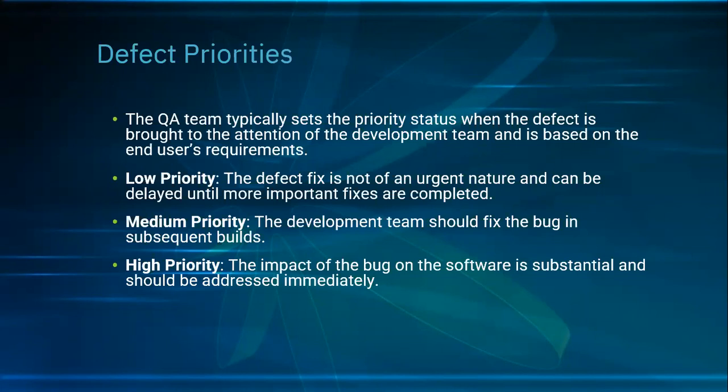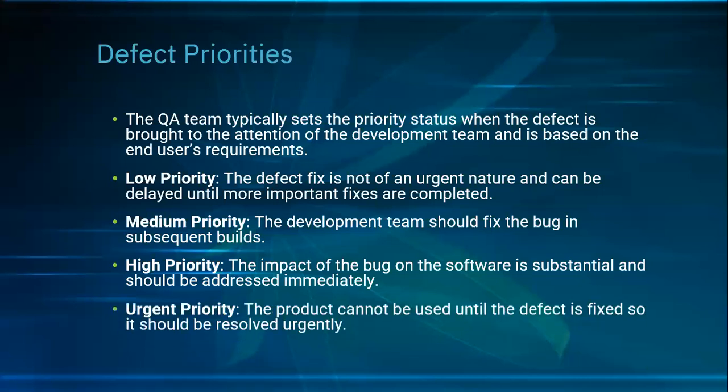But we cannot say maybe mitigation plan. Maybe it's glitching. Sometimes when you log in the first time, it will crash. The next time, when you hit enter, it logs in. Plans can be made, but I'll tell you, it's better: high priority needs to be fixed. Urgent priority: the product cannot be used until the defect is fixed, so it should be resolved urgently. It's a must. So that takes us to defect severity.